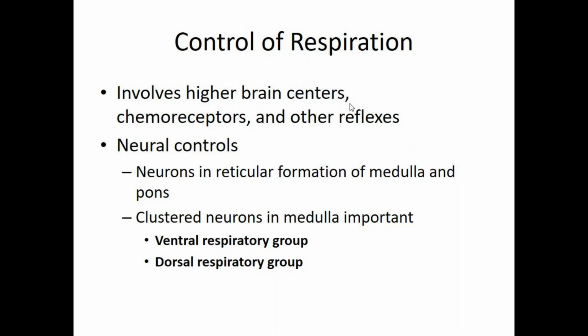So as far as the brain neural controls, we really think about the medulla and the pons. Okay, in particular the reticular formation, which you may remember we talked about is amongst other things being kind of a spam filter for things coming up, but also a regulatory center for repeated or stereotypic actions coming down. Okay, but also two different respiratory groups, specifically in the medulla, the VRG and the DRG, or the ventral and dorsal respiratory groups.